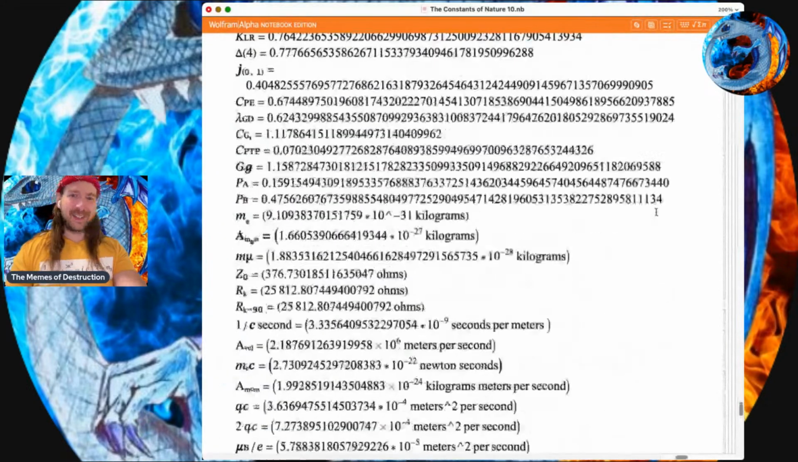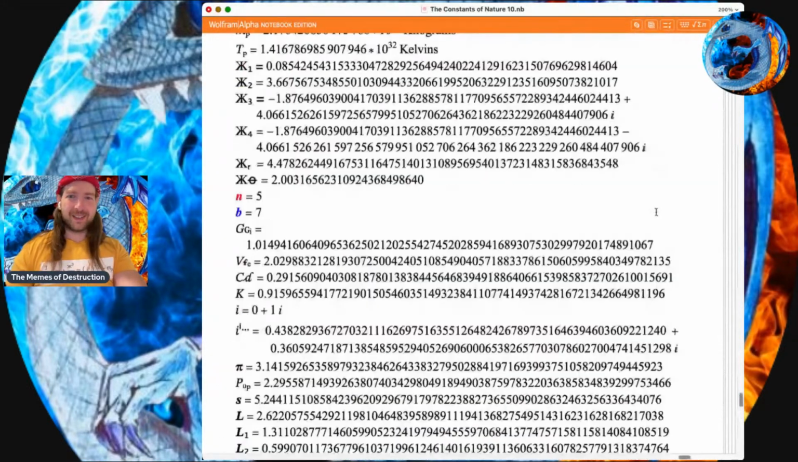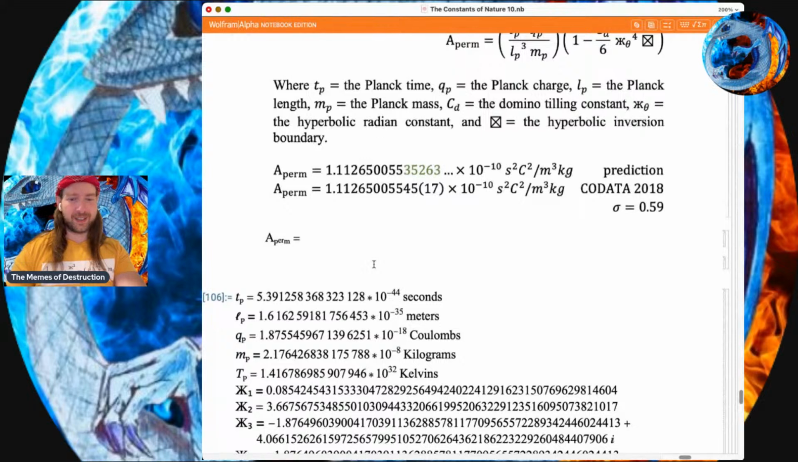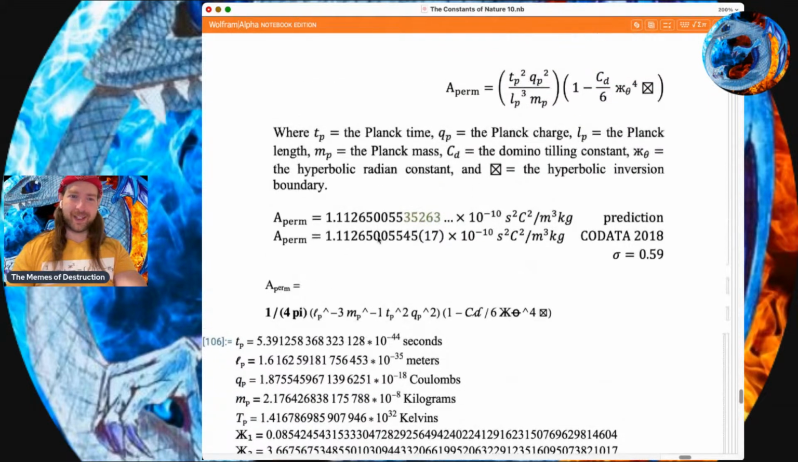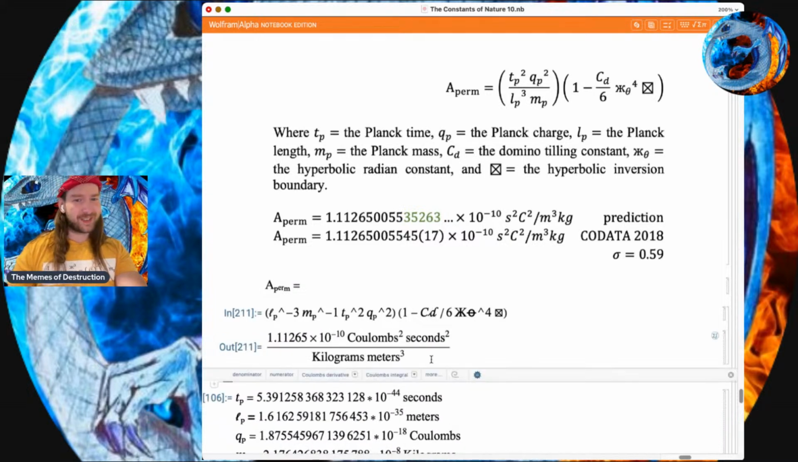All right. So now, once we have our code over here, we'll paste that there. What do we need? We get rid of our 1 over 4 pi. We don't need u. So we have length to the -3, so it's in the denominator. Mass to the -1 there, and then time squared, charge squared, 1 minus domino tiling divided by 6. Theta there. We can have our little inversion boundary. Compute.